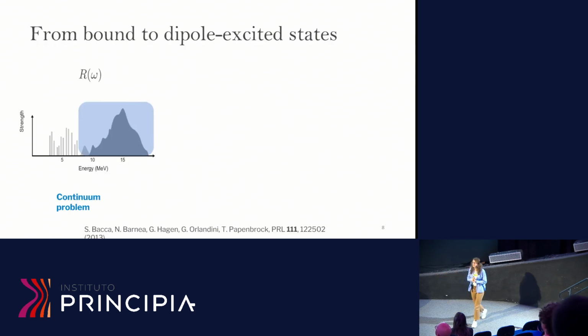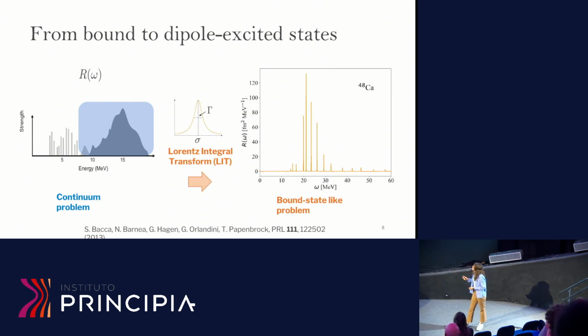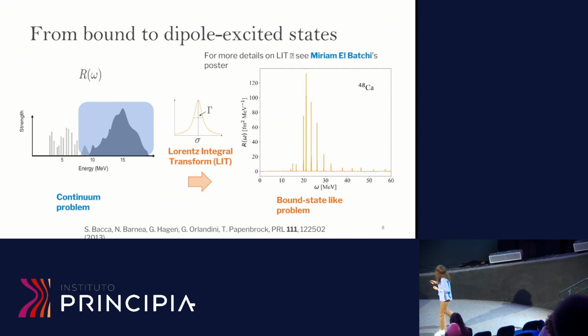However, as Sauri was pointing out, the problem of calculating the response function lies especially in the fact that it depends on the continuum spectrum of the nucleus. Sauri already pointed out that a way to deal with this is to look at integral quantities, so integral transforms of the response that allow us to basically reduce the continuum problem to a bound state-like problem. And if you would like to know more about this, just look at Miriam's poster tomorrow.